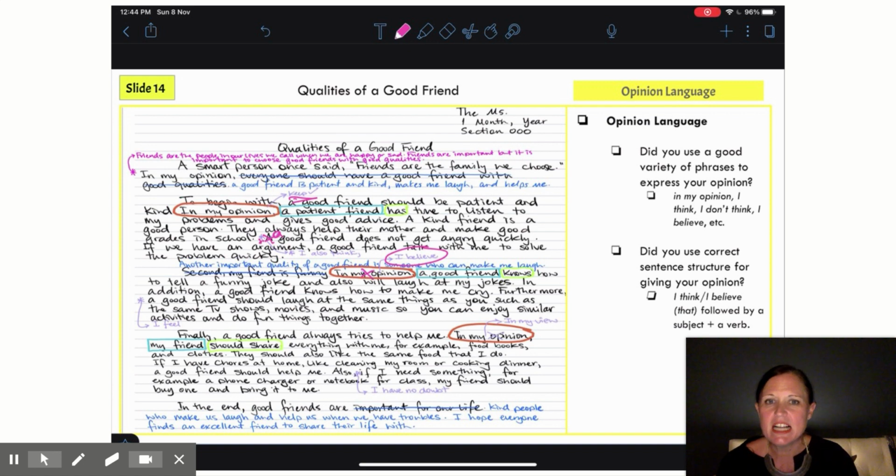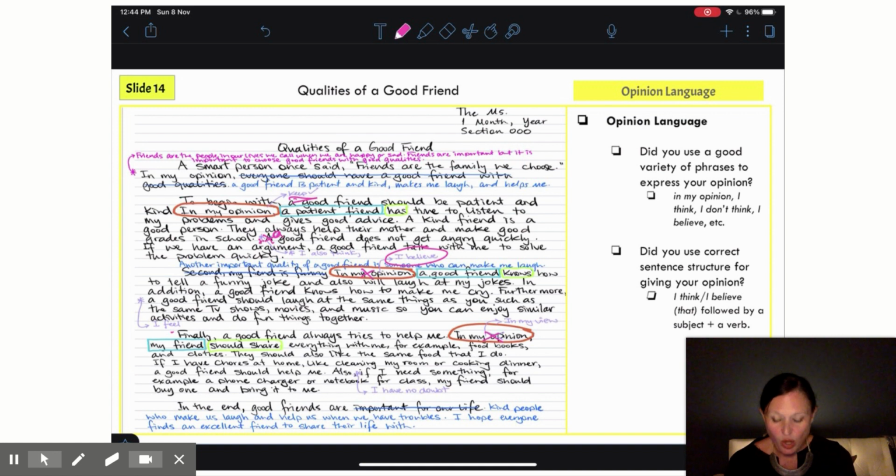And then again, I'm going to add in the middle of my paragraph here, furthermore, so I'm doubling it up on some adverbs. Furthermore, I feel a good friend should laugh at the same thing. So I'm adding some more language in there to reinforce, restate that these are all my opinions. And finally, in my third body paragraph, I've taken out in my opinion and just changed it to in my view. Easy change. Nothing else needs to change.